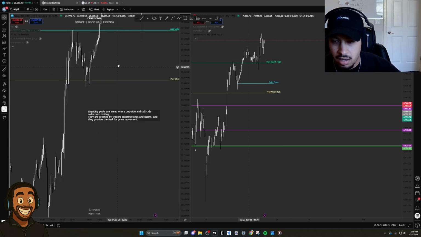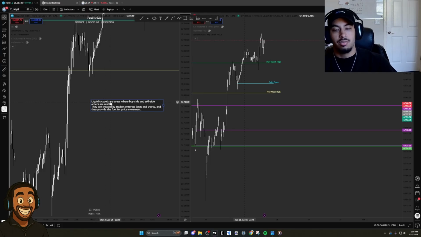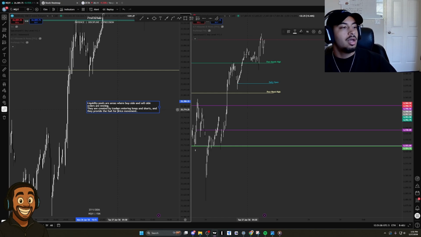All right. I got a couple of notes here on the side. Liquidity are pools of area where buy side and sell side orders are resting, and they are created by traders entering longs or shorts, and they provide fuel for price to move. That is why liquidity is so important, and that's why I'm a liquidity trader, and I target these draws of liquidity because we know price wants to move there. We have a fundamental understanding of how the market works and how order flow works, and the market needs to move towards these draws of liquidity to move.